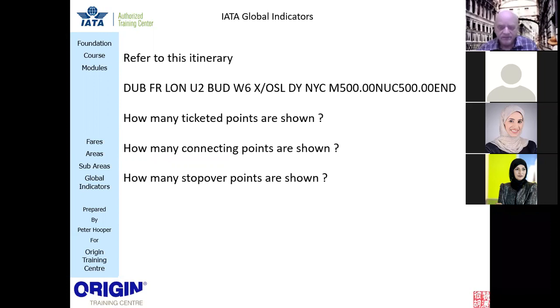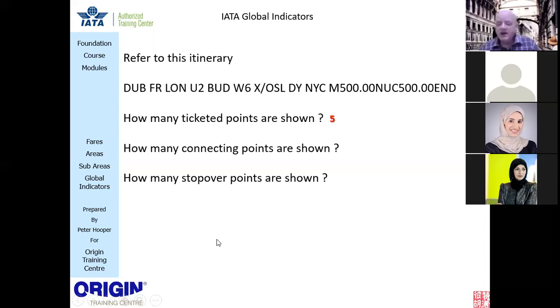Each destination or each city showing in the itinerary. Yes. A ticketed point means every point or city shown on the ticket. So that means everything. So we have Dublin, London, Budapest, Oslo, New York. So how many ticketed points? 5 points.